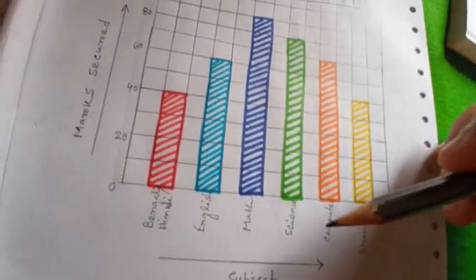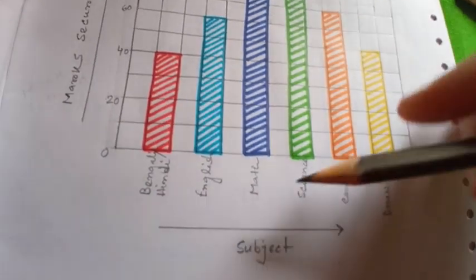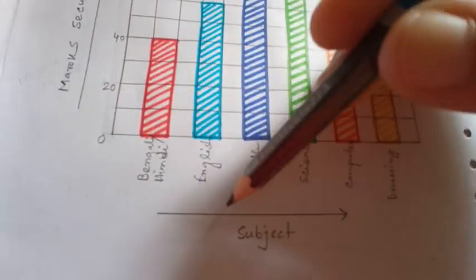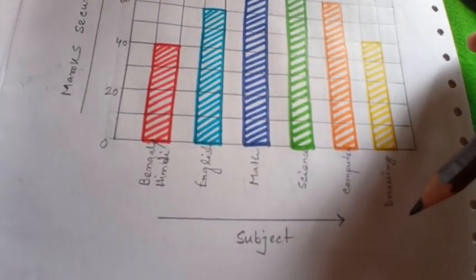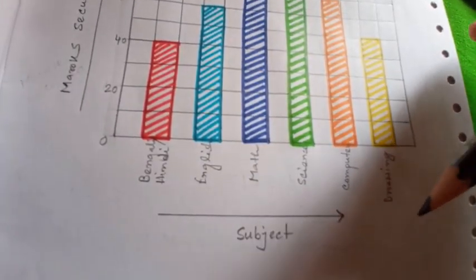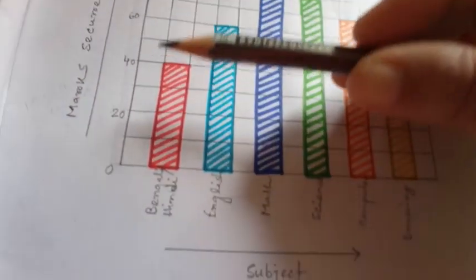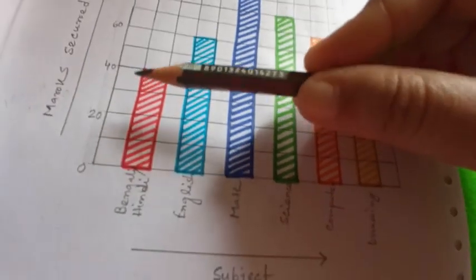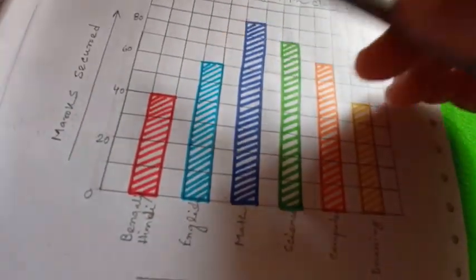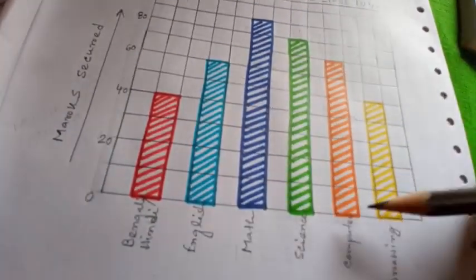Now see, in this way I have drawn the bar graph, and I put the subjects on the horizontal line, and the vertical line depicts the marks scored. Okay, so like this way you have to draw.